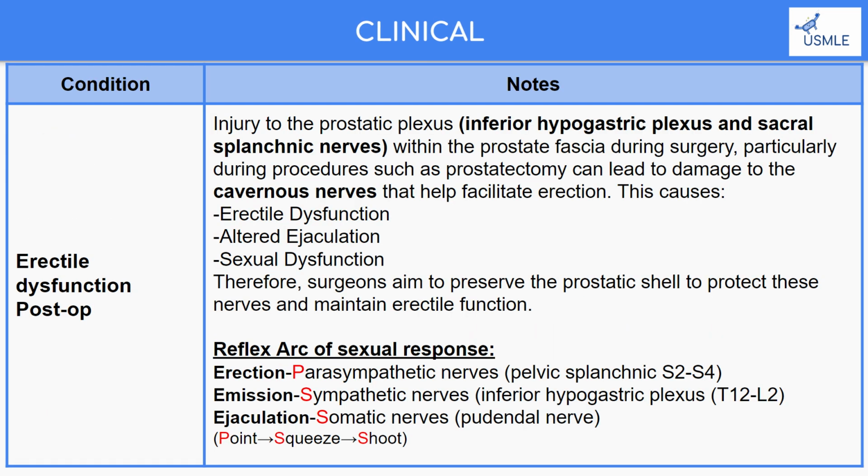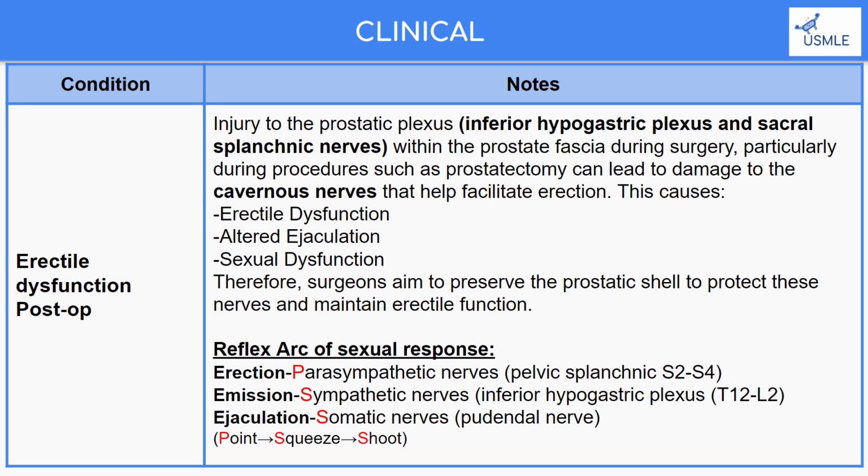An important clinical finding is post-operative erectile dysfunction. Injury to the prostatic plexus or inferior hypogastric plexus and sacral splanchnic nerves within the prostatic fascia during surgery, particularly during procedures such as prostatectomy, can lead to damage to the cavernous nerves. This causes erectile dysfunction, altered ejaculation, and sexual dysfunction. Therefore, surgeons aim to preserve the prostatic shell to protect these nerves and maintain erectile function.